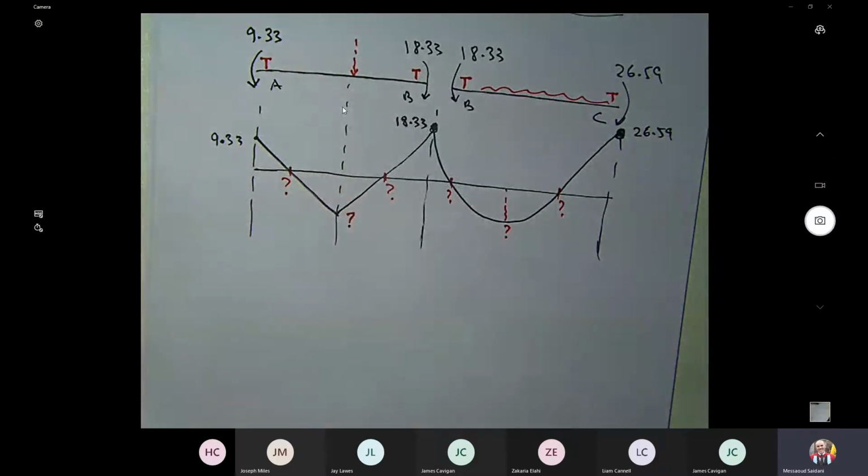This is what we call hogging. This is a sagging moment, sag. Okay, and this is hogging.